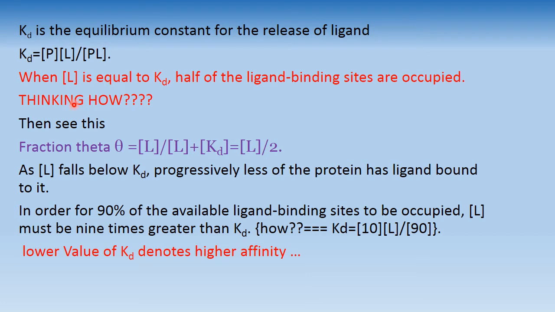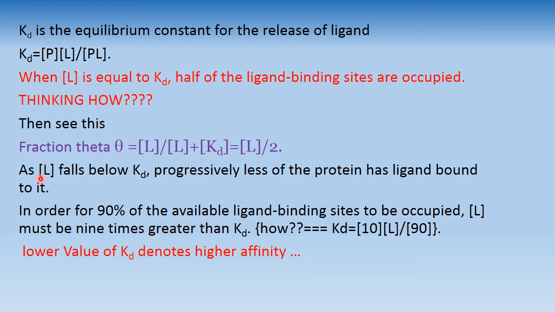You may be wondering how this is. You can see theta is equal to L upon L plus Kd. So this is the equation: theta is equal to the concentration of ligand upon the concentration of ligand plus Kd. That is equal to the concentration of ligand divided by the concentration of ligand plus the concentration of ligand, because Kd is equal to L, so that is L by 2L, which is one half.